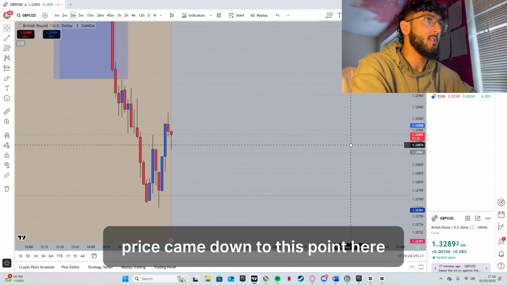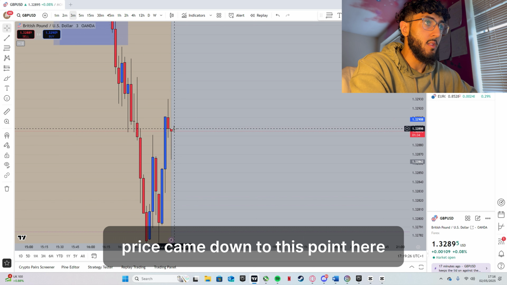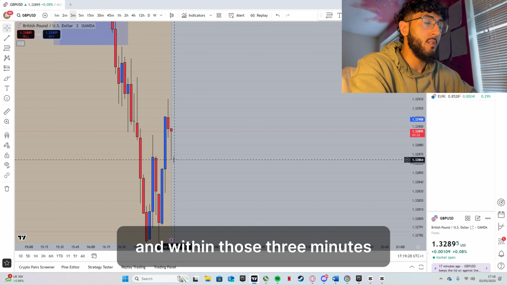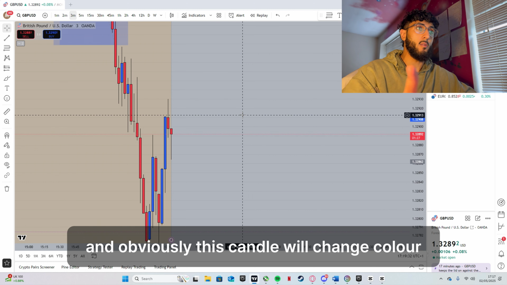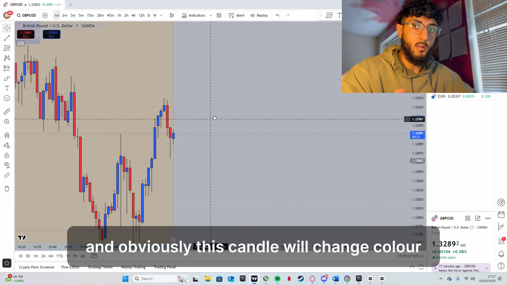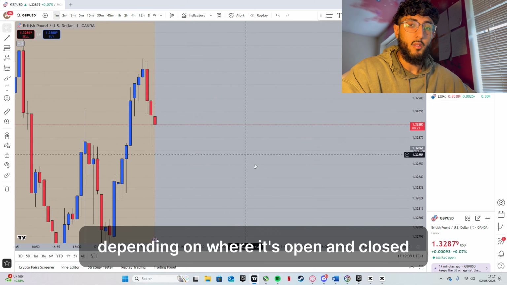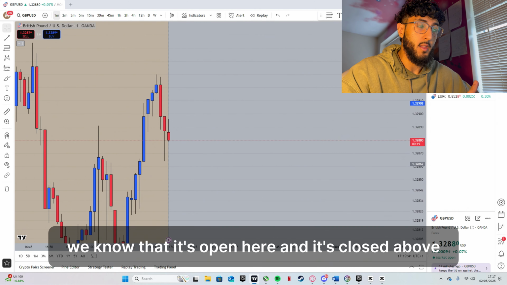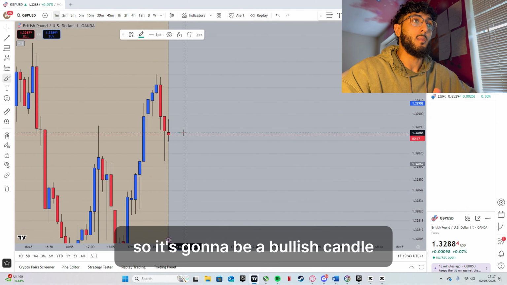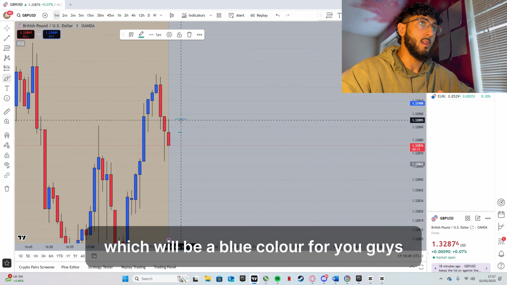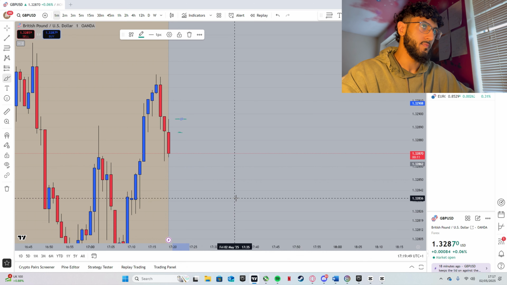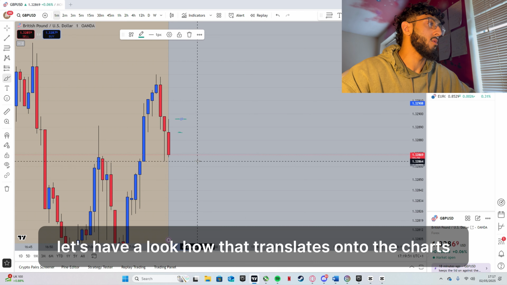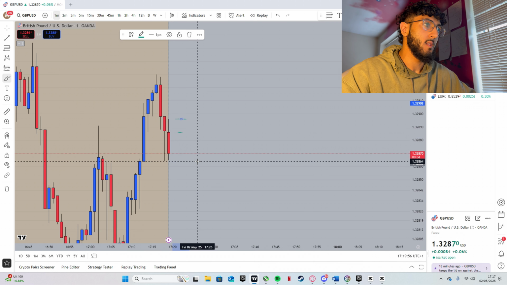Within those 3 minutes, price came down to this point here, and within those 3 minutes, price came up to this point there. That's exactly what it is now. And obviously this candle will change color depending on where it's open and closed. We know that it's open here and it's closed above, so it's going to be a bullish candle, which will be a blue color. For you guys it would be green, but for me it's blue. Now let's have a look how that translates onto the charts.